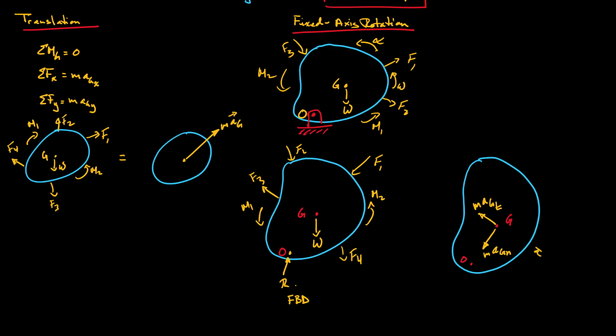We're going to call this distance here between the center of mass and the axis of rotation RG. And again, the sum of the moments will also result in IG alpha. And so this is our kinetic diagram.